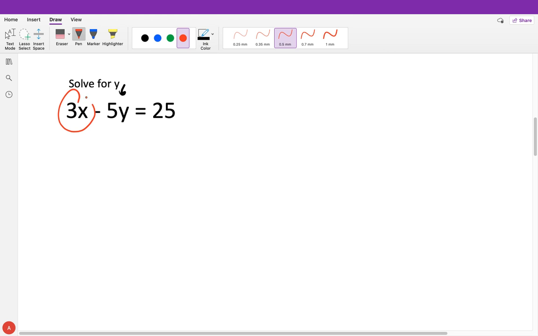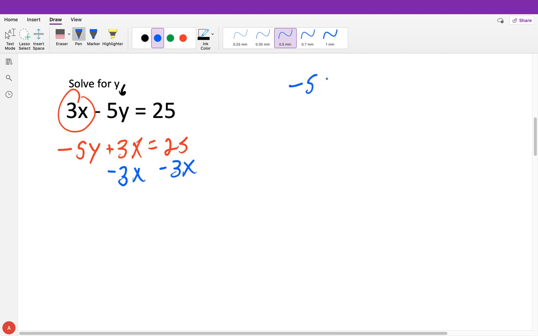So I see here this 3x is a positive 3x. So that means it's being added to it. I could rewrite it as -5y plus 3x is equal to 25 if I really wanted to. And we can see a little bit more that it's being added. So I'm going to then subtract 3x from both sides. So now I get -5y is equal to -3x plus 25. Then it's being multiplied by -5, so I'm going to divide each side by -5.